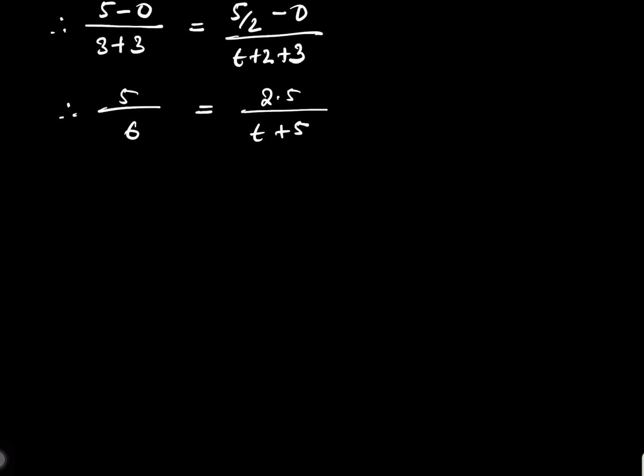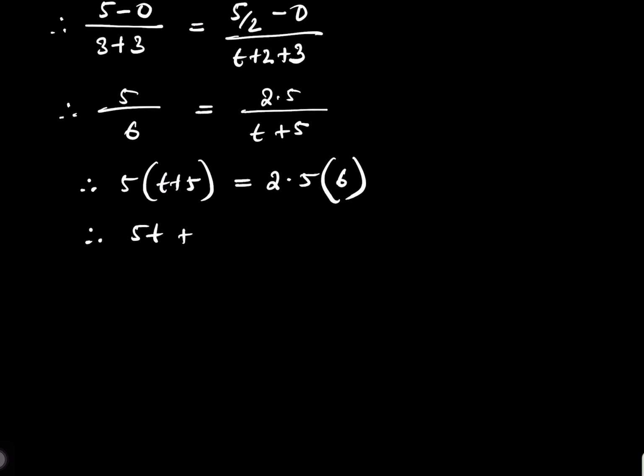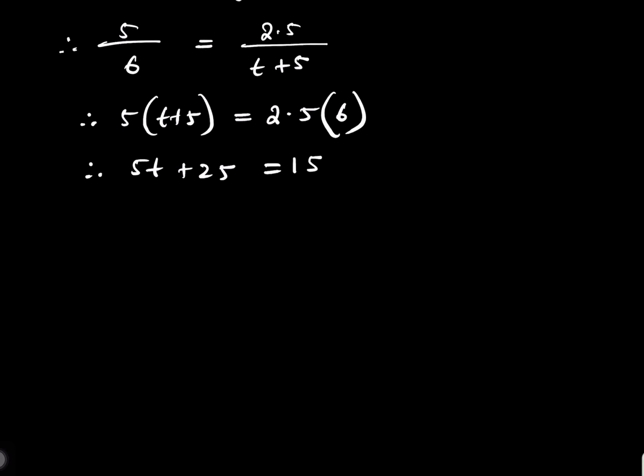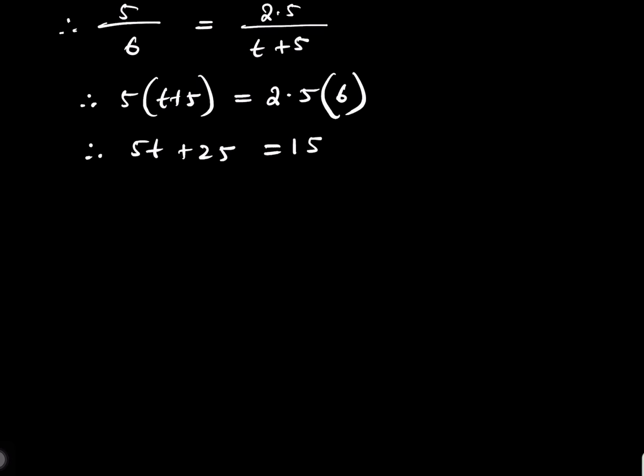And then now, what you can do is to cross multiply, and we're going to get 5 times (t plus 5), just right there. That is going to be 2.5 times 6. Let's see what we get here. We get 5t plus 25 is equal to 2.5 times 6. It's more like 15, I would like to believe. Please do that on your calculator.